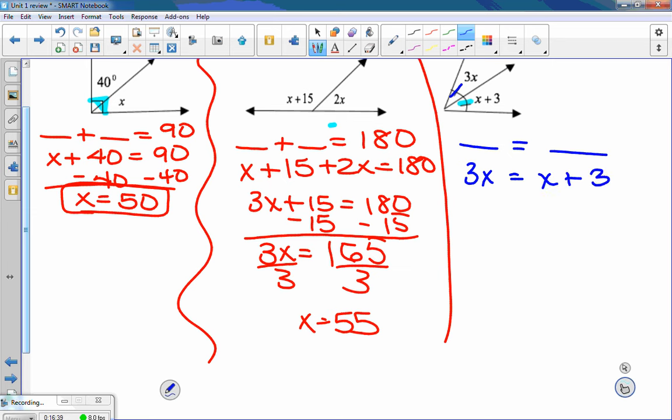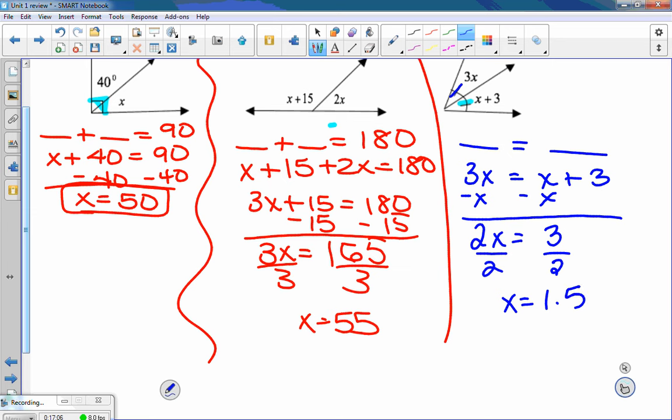Oh, some of y'all who got fractions, I see what you did wrong. You ready? You forgot to subtract x. You added x. Because they're on two different sides of the equal sign. Someone got 4/3. Divide by 2. It's okay to get 1.5. It's okay to get a fraction.